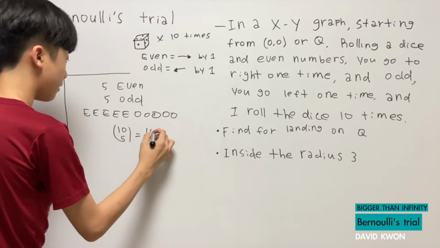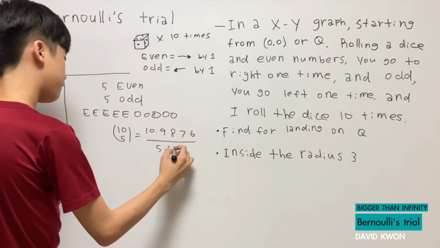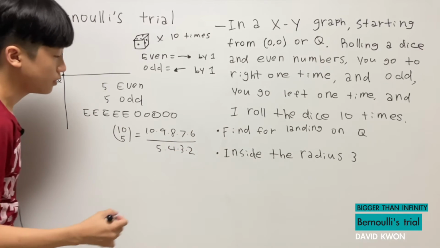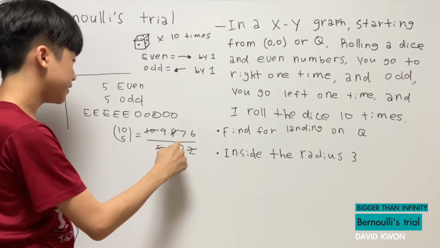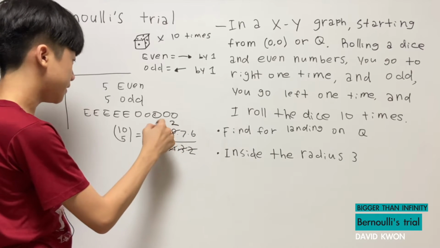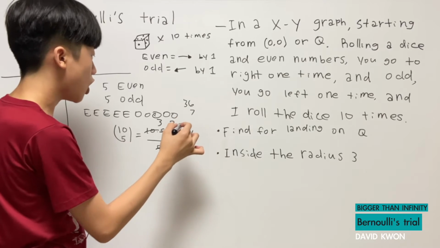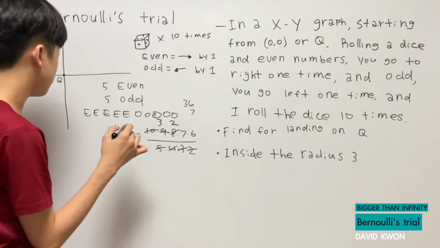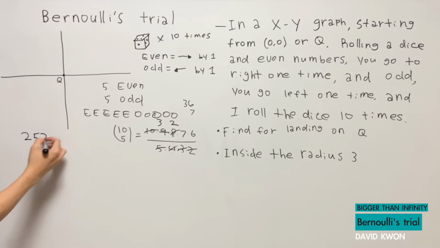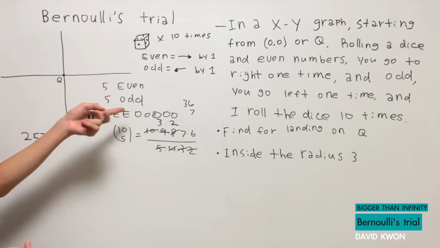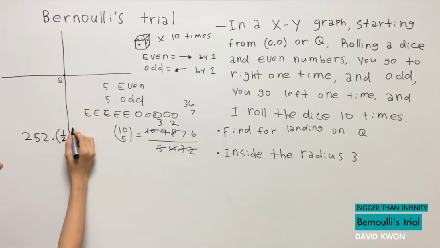And now I don't know what this is, so let's solve it. 5, 4, 3, 2, 1, but I don't care. So this can cancel off, this can cancel off, this can cancel off. Now this is 36 times 7, and that is 252. 252 times the probability of getting even 5 times, that is just 1 over 2 to the power of 5.